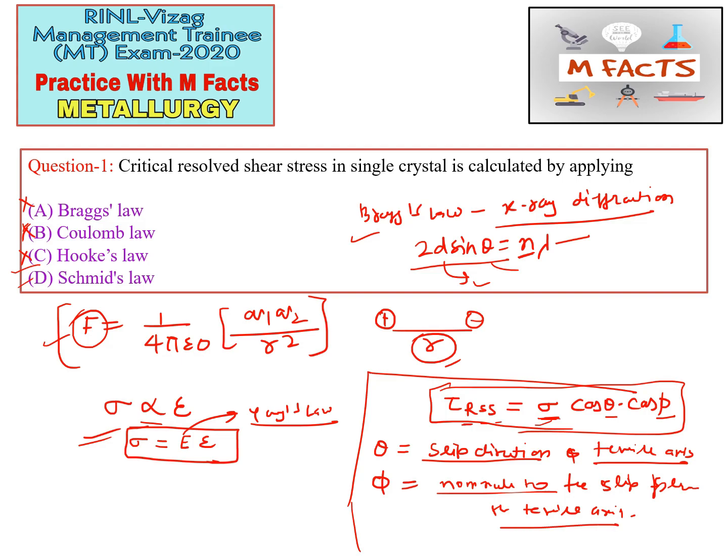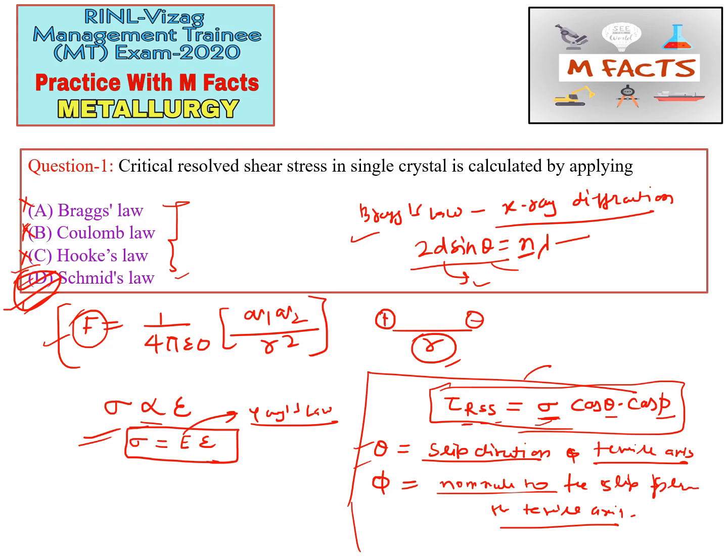Okay, so this tau CRSS relates to the critical resolved shear stress in a single crystal. So this option is correct for this question. Schmidt's law is correct. This is how we check every option in this question, and we identify that Schmidt's law is the correct answer.